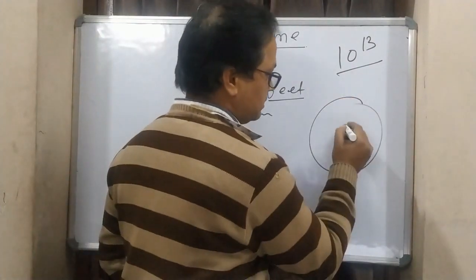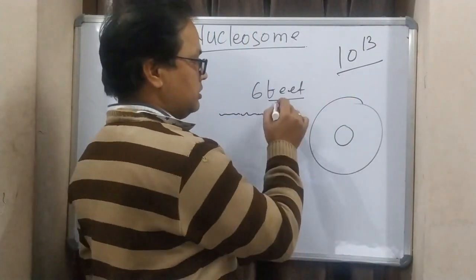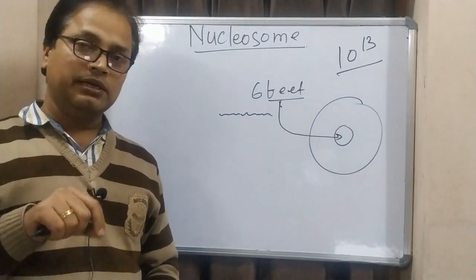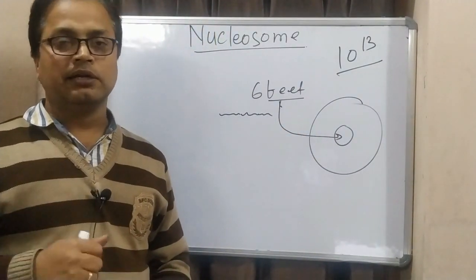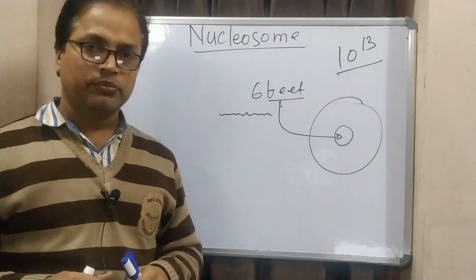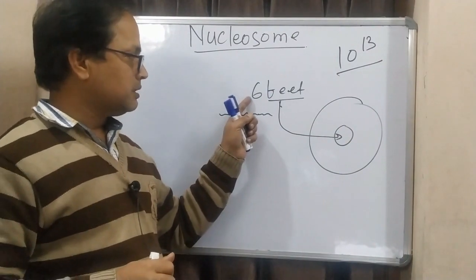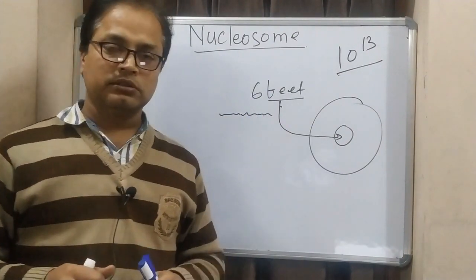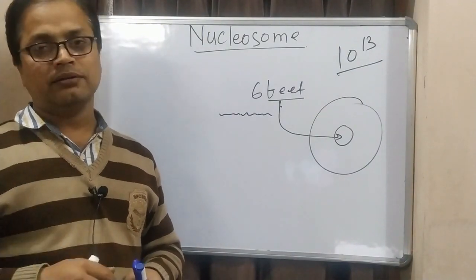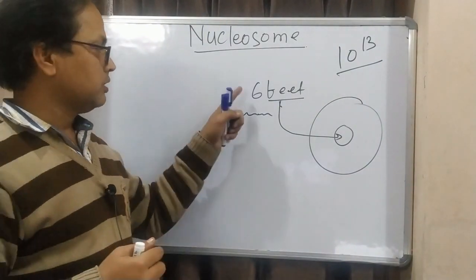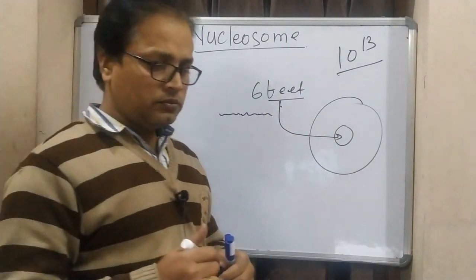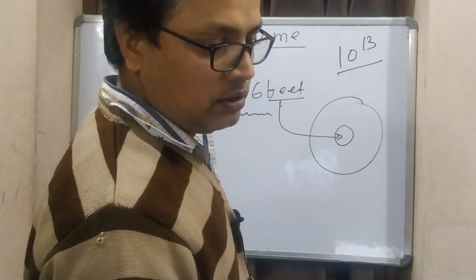We have cells, and inside the cell we have a nucleus. This 6 feet long DNA has to be placed in the nucleus, which we cannot see with the naked eye. So this is a very difficult task. To keep this 6 feet long DNA in the nucleus, we need a better plan or arrangement for the DNA. For that, we have the nucleosome model.